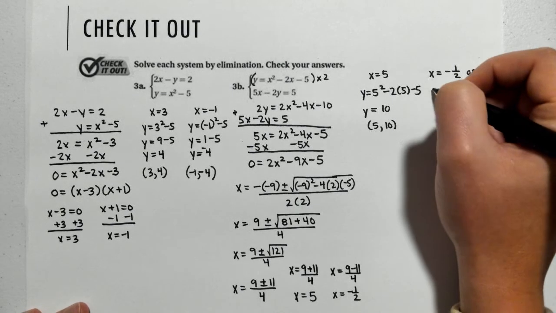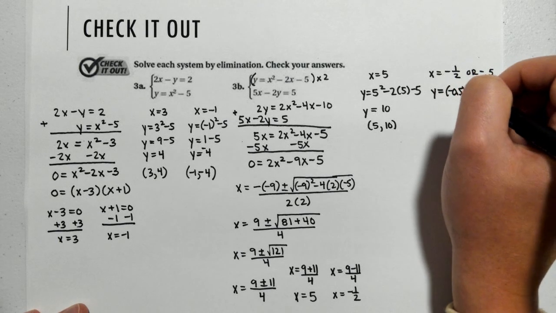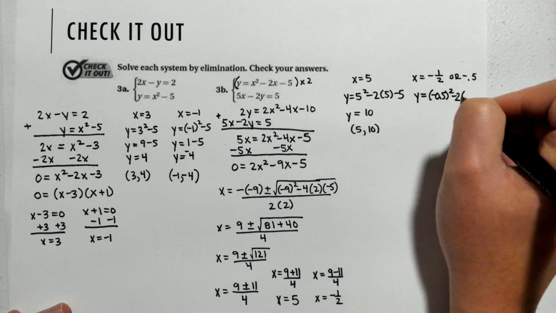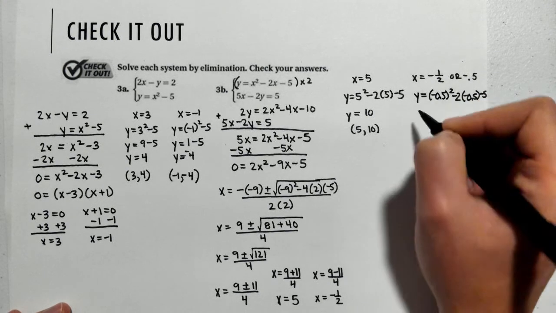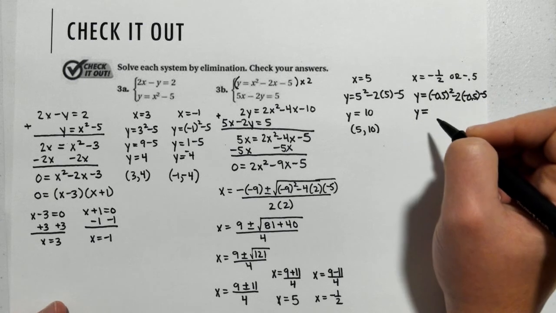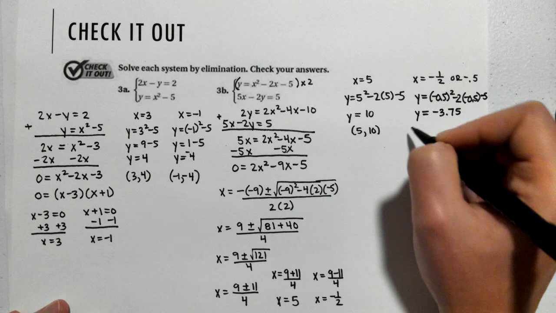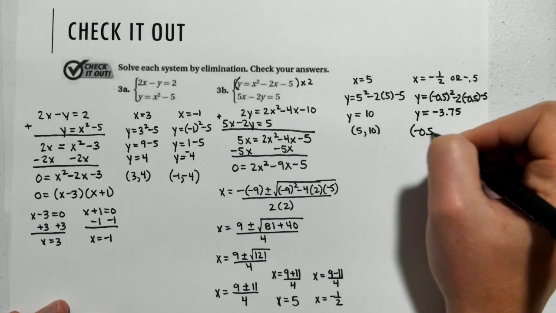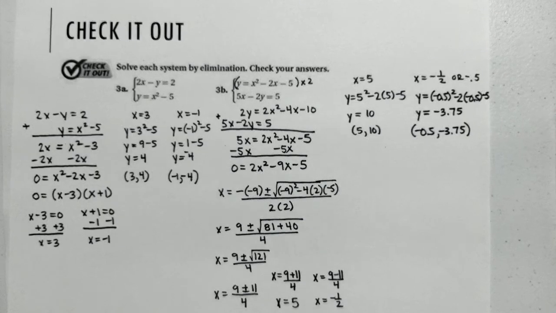And then for the second one, y equals negative 0.5 squared minus 2 times negative 0.5 minus 5. Sorry, I'm running out of room there. When you simplify, you get y equals negative 3.75. So your ordered pair is negative 0.5, negative 3.75.